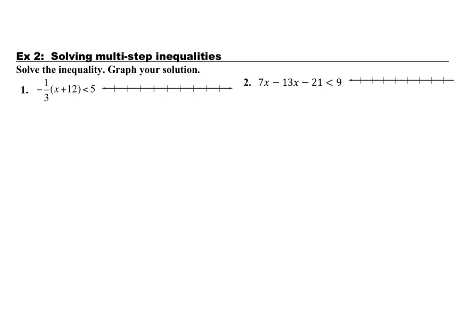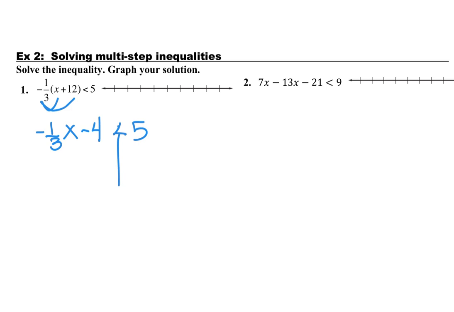All right, example 2, how do I solve multi-step inequalities? So for number 1, we have negative 1/3 times the quantity x plus 12 is less than 5. So remember, we need to distribute that negative 1/3 first. So I'll have negative 1/3 x, and then minus 4, because 1/3 of 12 is 4, and then we had a negative, and then less than 5.